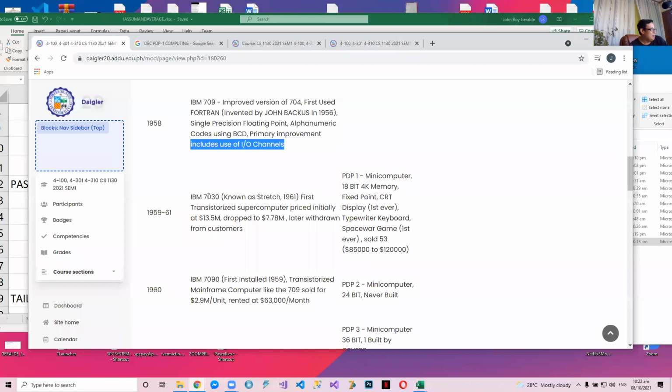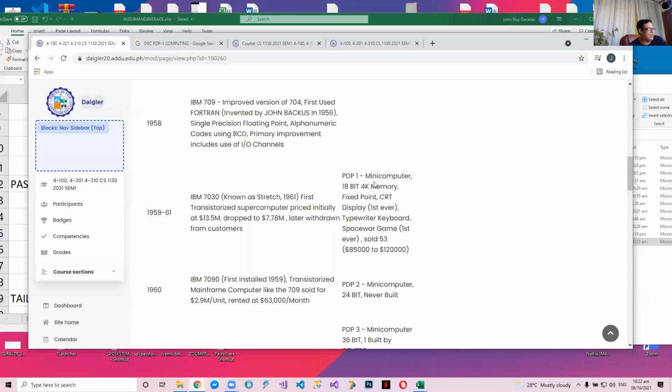By 1959 to 1961, the IBM 7030 was introduced. It was sold at 13.5 million and dropped to 7.8 million, and it was later withdrawn from customers. They refunded the customers. DEC in 1959 introduced a new computer.